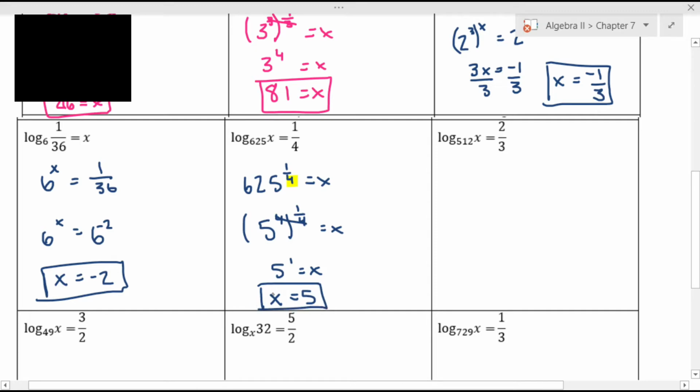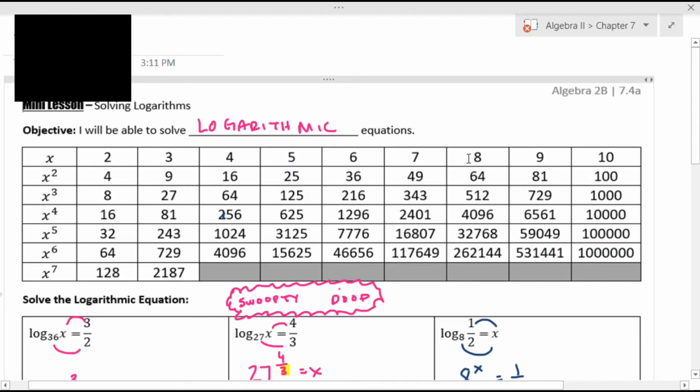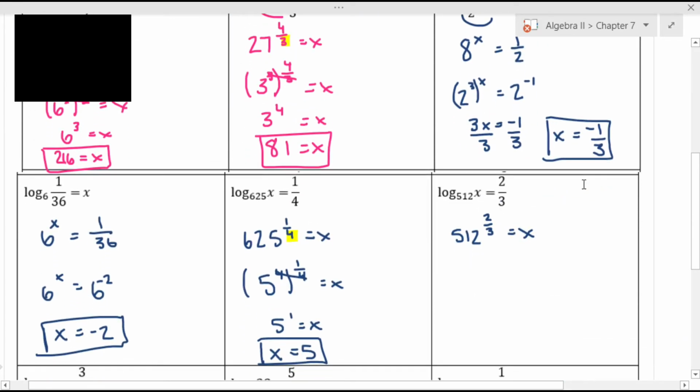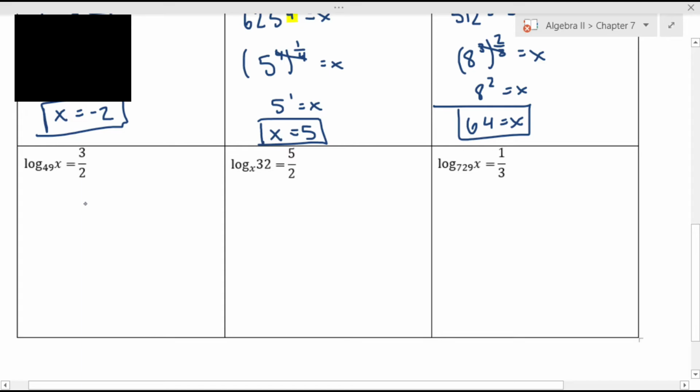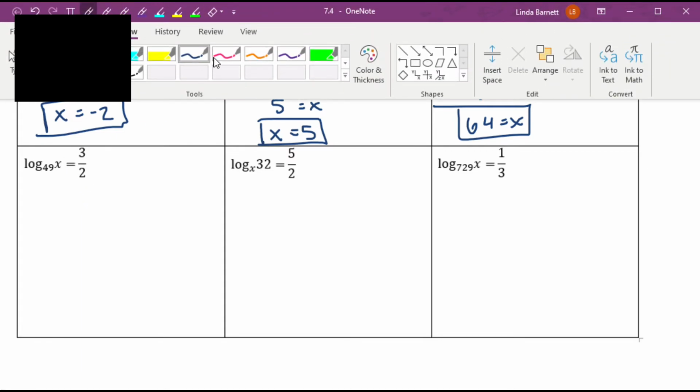All right, again, 5/12 to the power of 2/3 is equal to x. What to the power of 3 is 5/12? 8 to the power of 3 is 5/12. So 8 cubed to the power of 2/3 is equal to x. We cancel out those 3's and we get 8 squared is equal to x. And 8 squared is 64. And let's just keep going. We have 3 more problems.